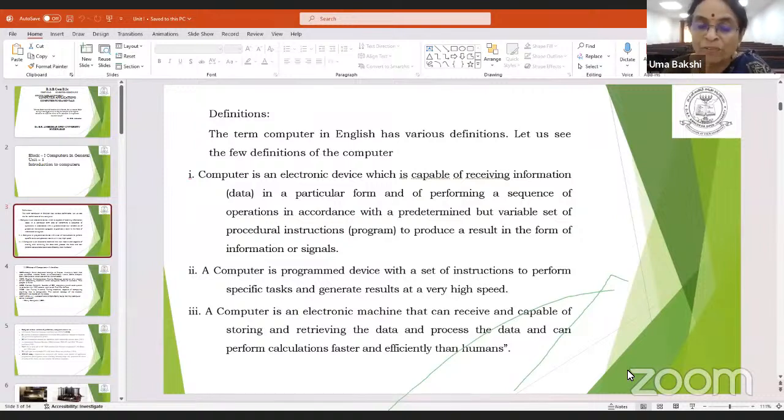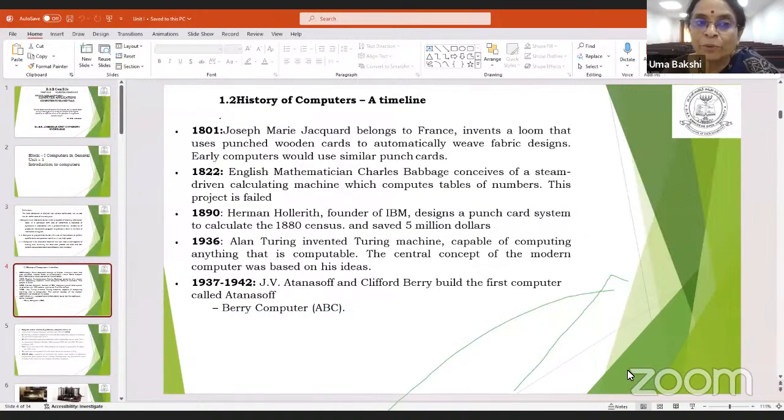There is no supervisor. There is nobody who is observing. There is nobody who is giving the instructions. But by default, it is working. It's like a system. In the same manner, a computer also works. It does not get relaxed or take rest. It keeps working and gives you the needed output all the time. So a computer is an electronic machine that can receive, is capable of storing and retrieving the data, and processes the data, right? That is about the computer.